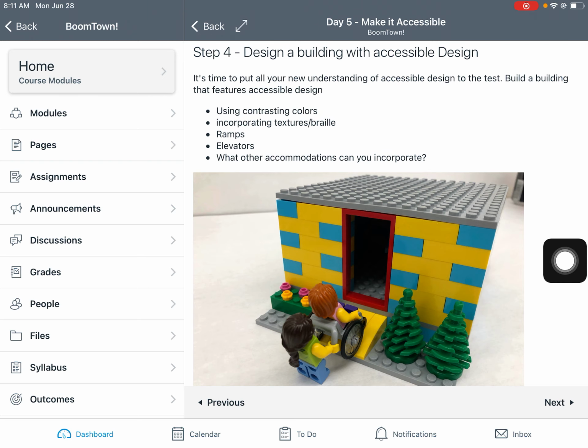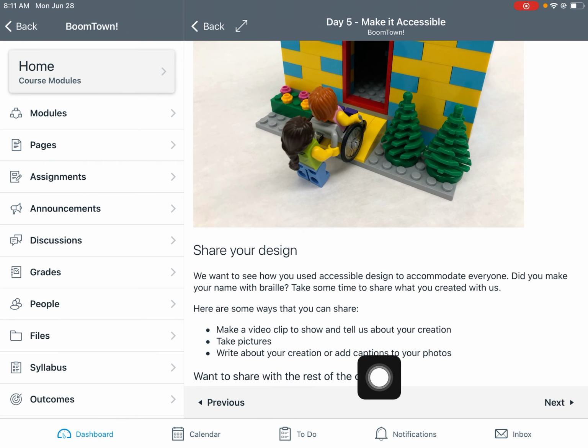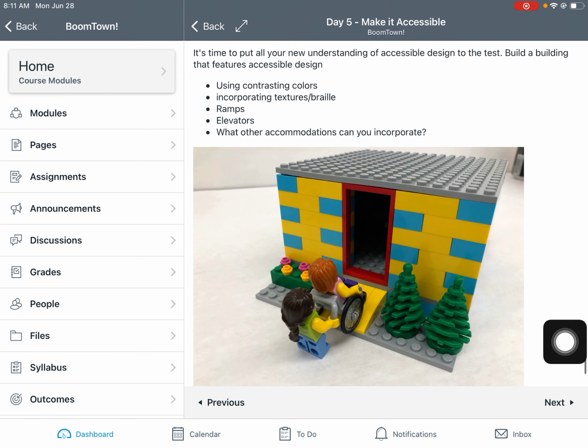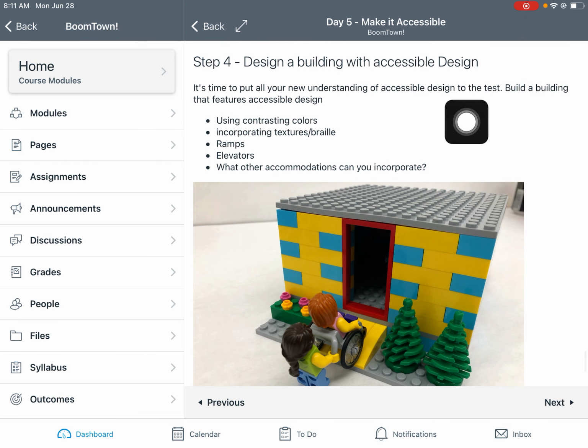Can you incorporate them? All right, don't forget to share anything that you make today. We're interested in seeing what kind of accessible design you're able to come up with. If you spell your name in Braille, you can take a picture of that. That's really fun as well.